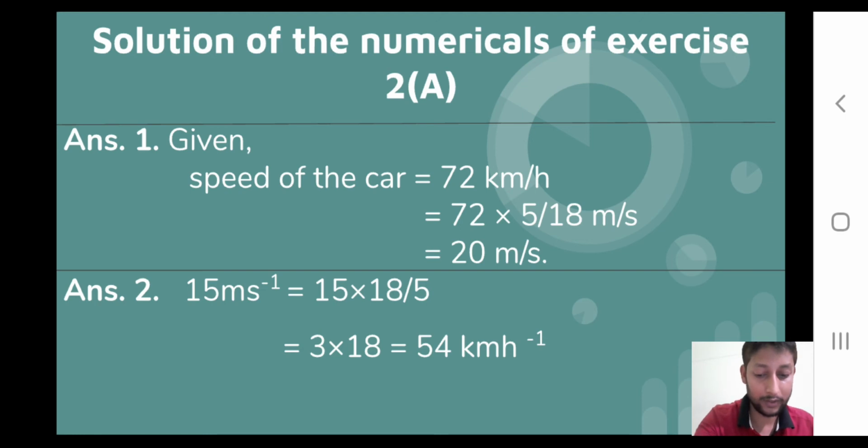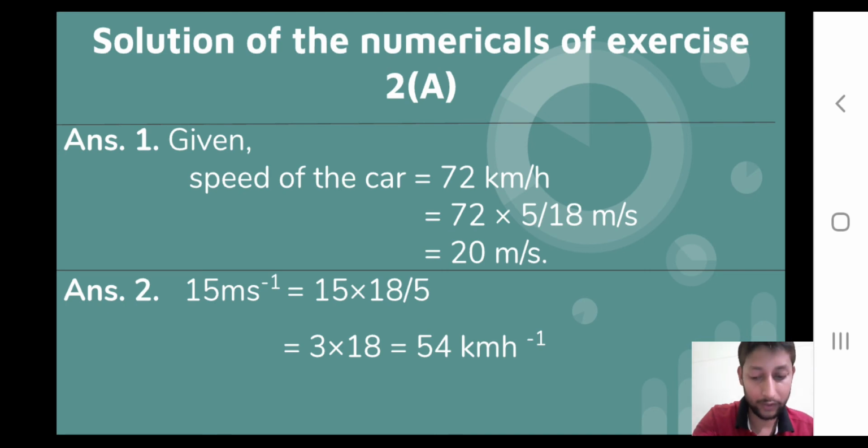First question states that the speed of a car is 72 km per hour, and express it in meter per second. So the speed of the car is 72 km per hour and we know that 1 km per hour is 5 by 18 meter per second. So if we multiply 72 by 5 by 18, we can convert it into meter per second. If you simplify it, 18 4s are 72, so you have 4 into 5, 20 meter per second.